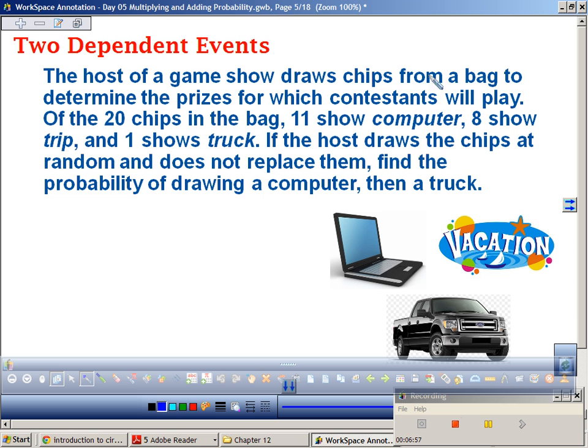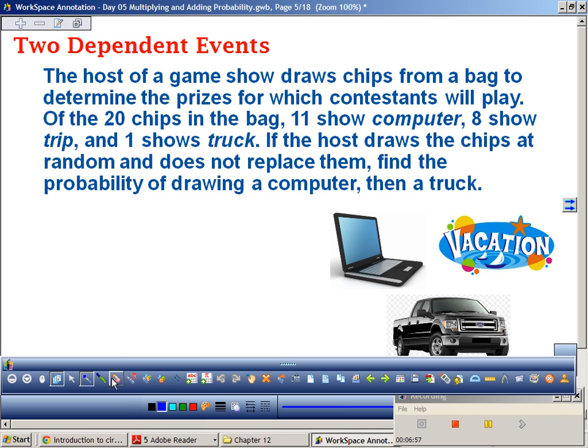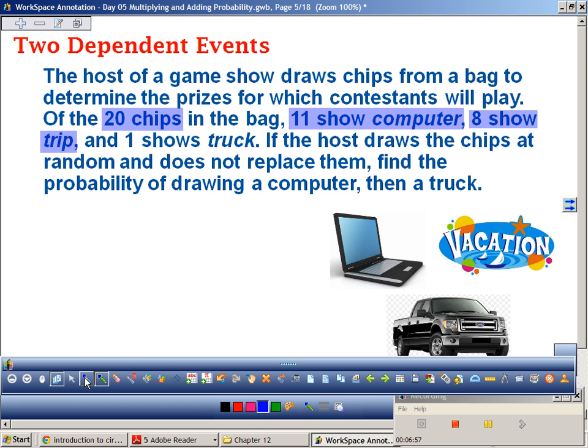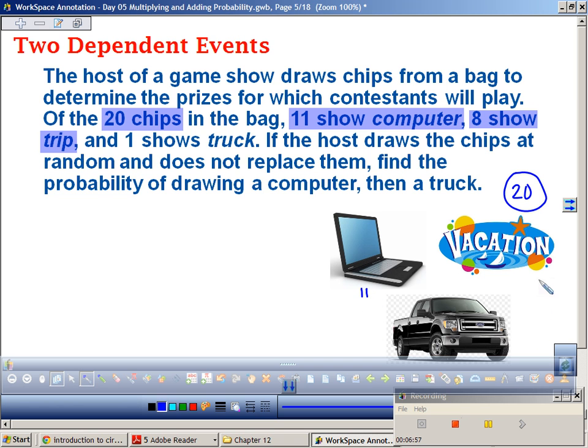The host of a game show draws chips from a bag to determine the prizes for which contestants will play. Of the 20 chips in the bag, 11 show computer and 8 show trip. So I'm going to go ahead and write that down. So there's a total of 20 chips and 11 show computer and 8 show trip and 1 shows truck.